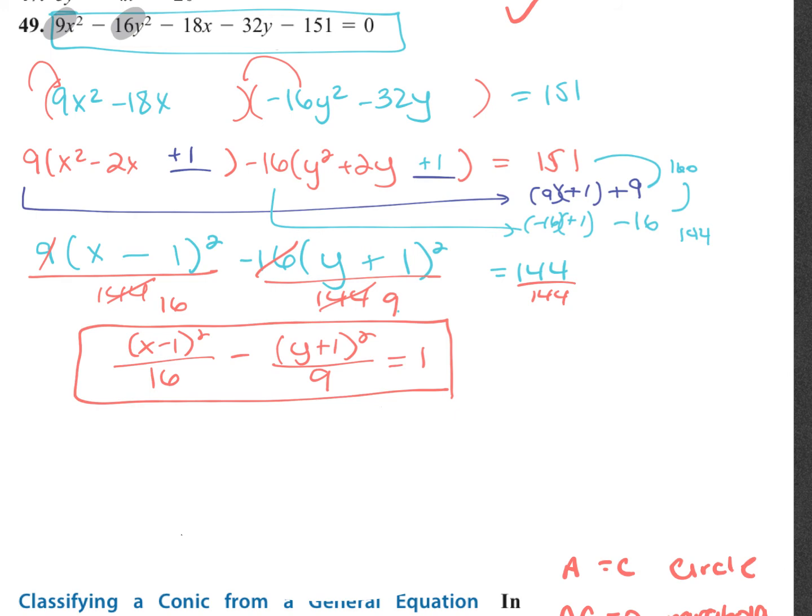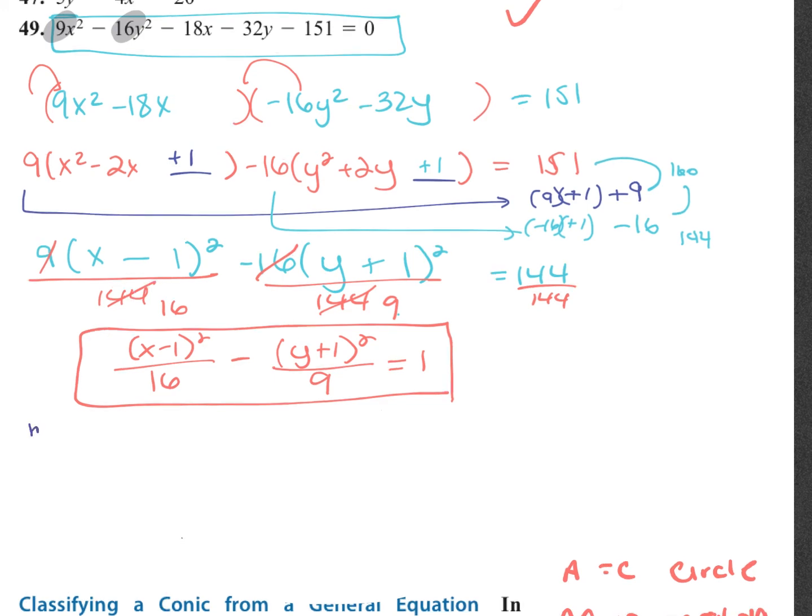If this was a question that didn't tell me it's a hyperbola, then that's going to be part of my work. I'm going to say, okay, I know this is a hyperbola. Is it vertical or horizontal? Horizontal, because the x comes first. What's the a squared? 16, which means a is 4. What's the b squared? 9, which means b is 3.